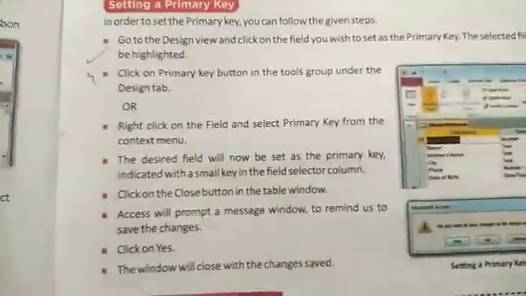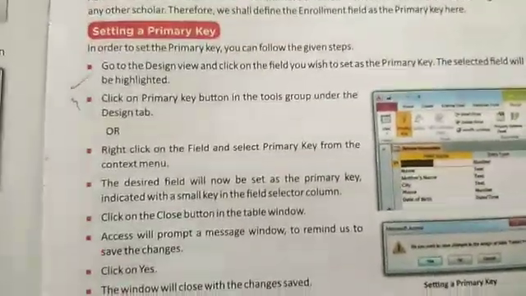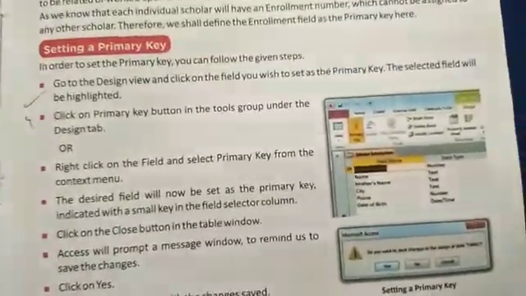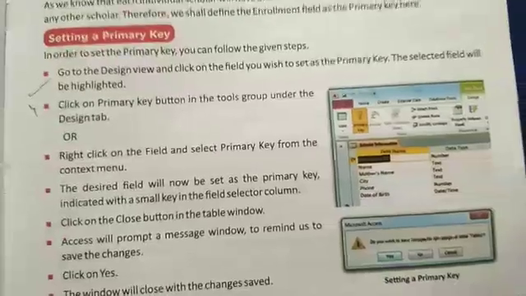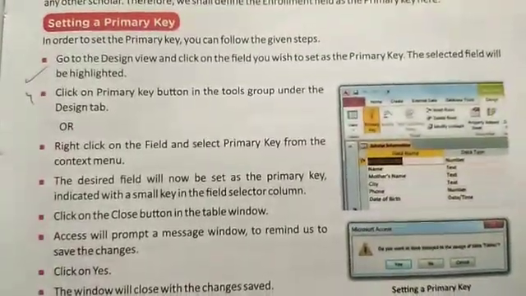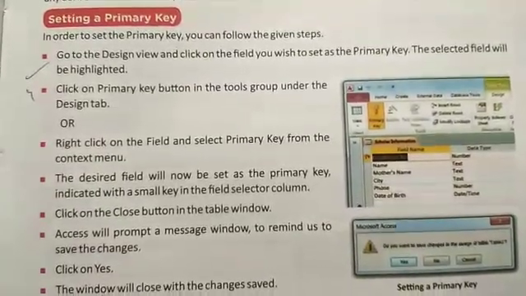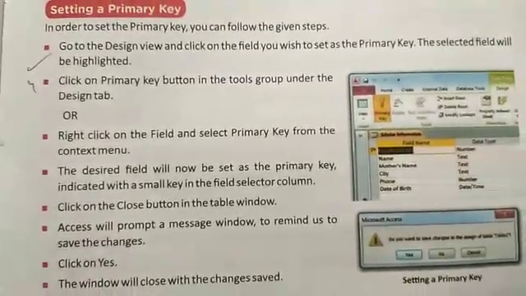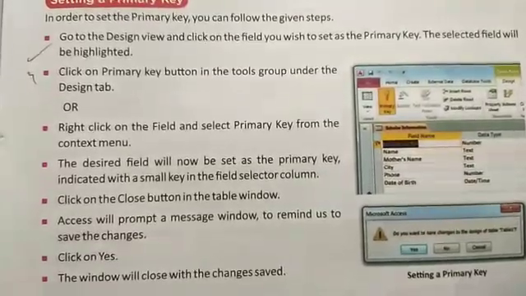Now, how to set the primary key? Go to the design view and click on the field which you wish to set as a primary key. The selected field will be highlighted. Click on the Primary Key button in the Tools group under the Design tab, or right click on the field and select Primary Key from the context menu.